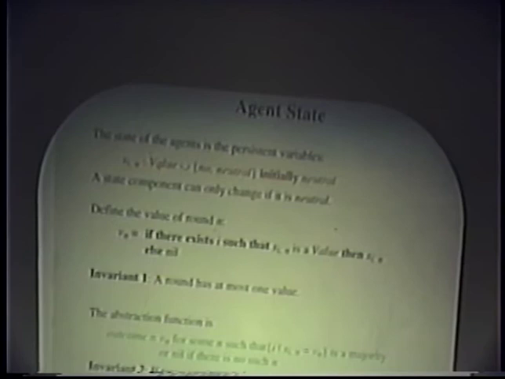Well, the agents are going to have some state, and we're going to call the state S, and we're going to subscript it by the agent number and the round number, i and n. And the state of each agent is either going to be some value, or it's going to be one of the two special symbols, no or neutral. And everybody starts out neutral. So you might have thought, well, everybody starts out neutral, and then they get to some value. But we have this extra wrinkle that they may also get to no. And that turns out to be essential for making the thing work.